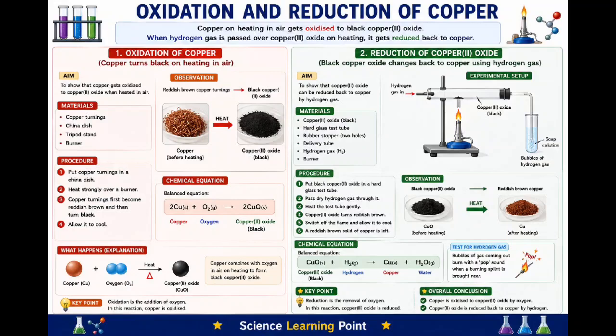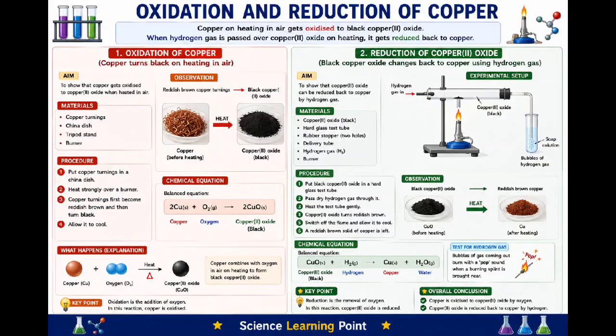But why does this happen? Copper reacts with the oxygen present in the air. The black substance formed is called copper oxide. Since oxygen is added to copper, this process is called oxidation.